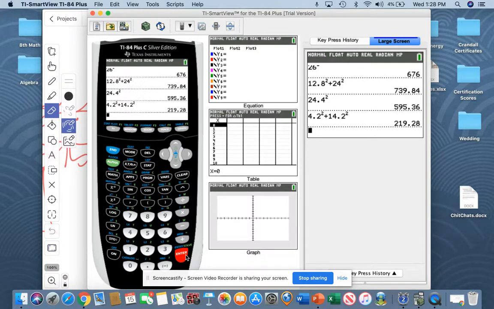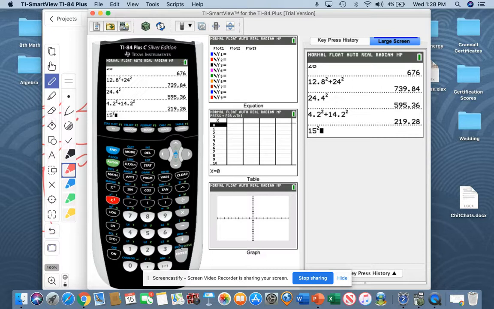15 squared, which hopefully y'all all know what 15 squared is. Do we all know that? That's one of ours that we learned.